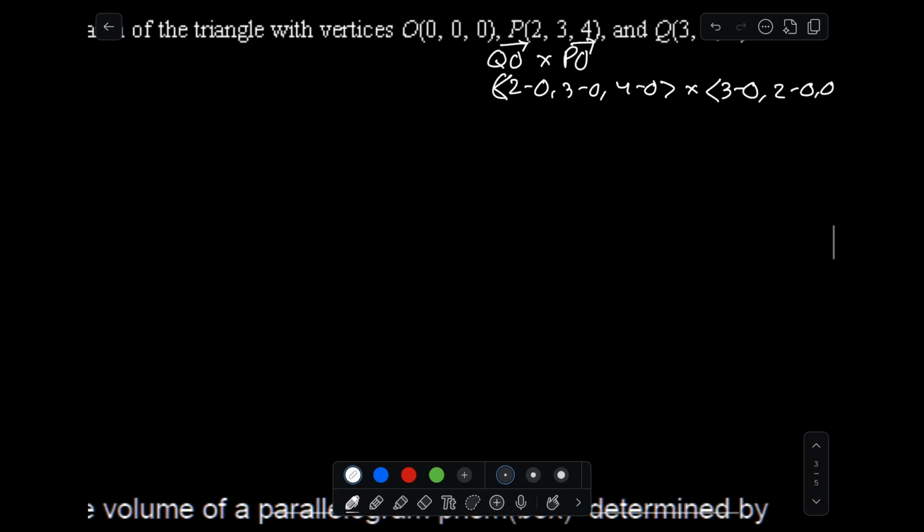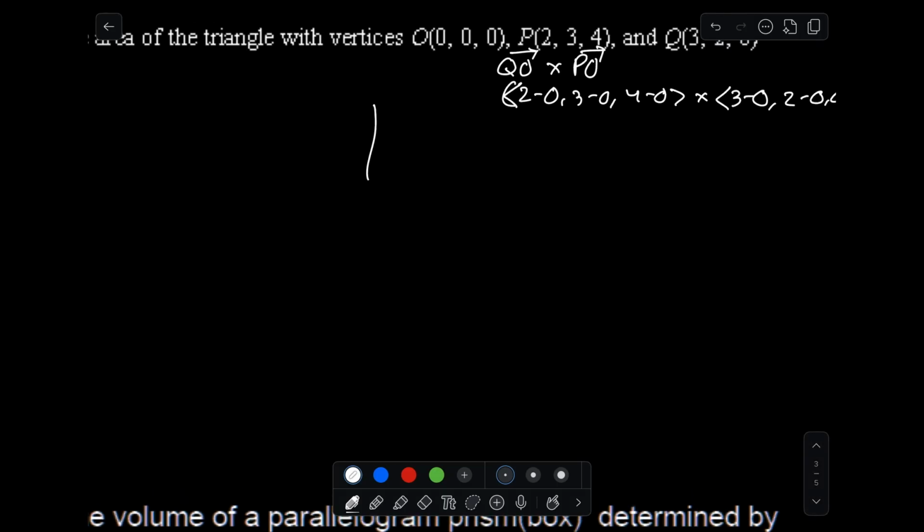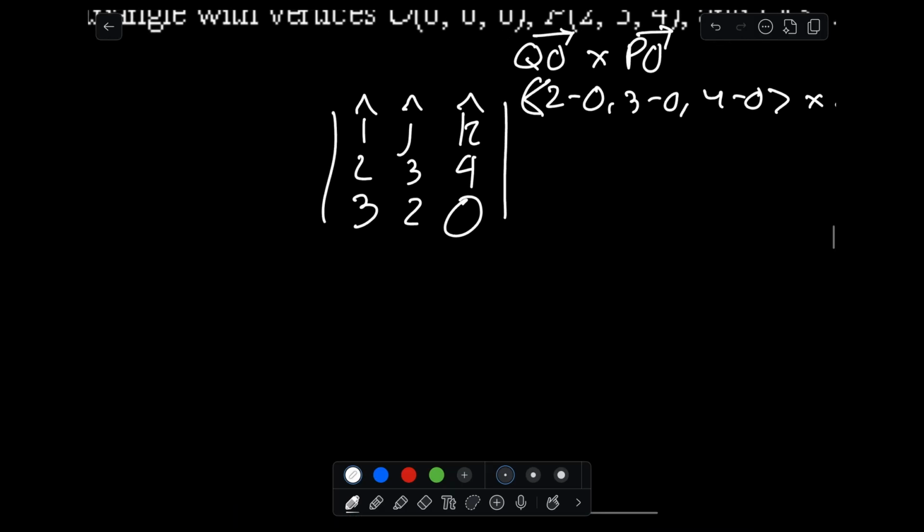And we can still get to the cross product from here. And we can do i hat, j hat, and k hat. 2, 3, 4, 3, 2, 0. And the nice thing about this is that we're taking the magnitude of it, so it doesn't matter what order you choose. You could have chosen QO cross PO or PO cross QO, or you could have done OP cross PQ, right? You could choose OP and QP, right? You could have chosen any form, and you still would have gotten the same answer. Just taking the magnitude, right?